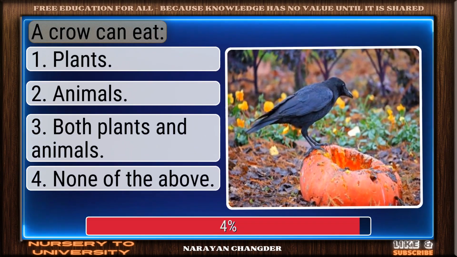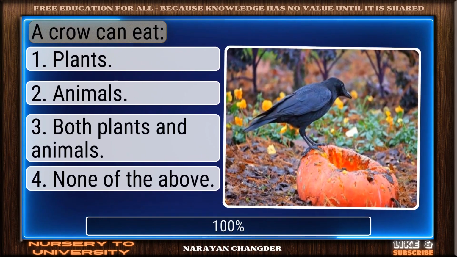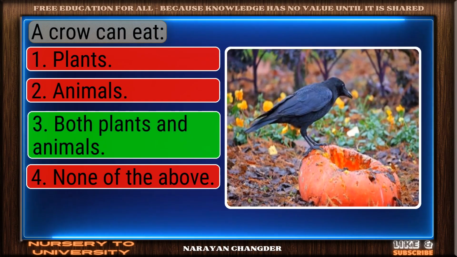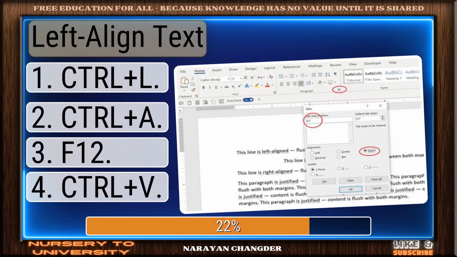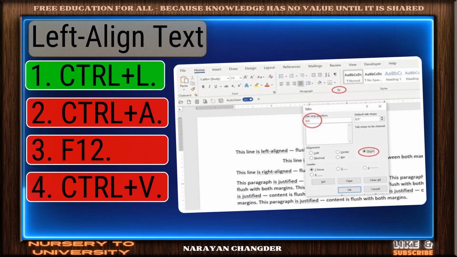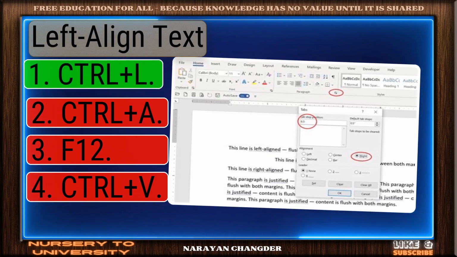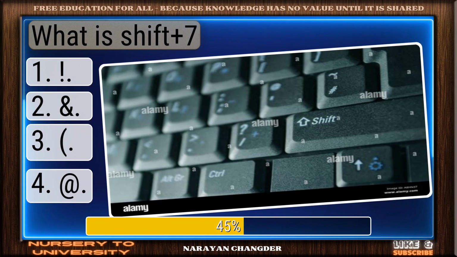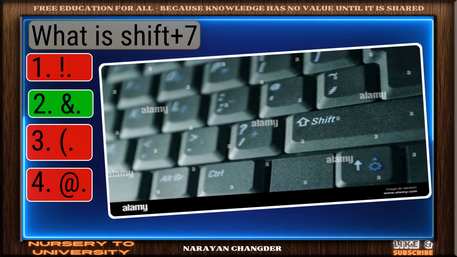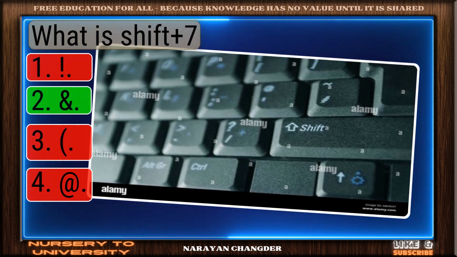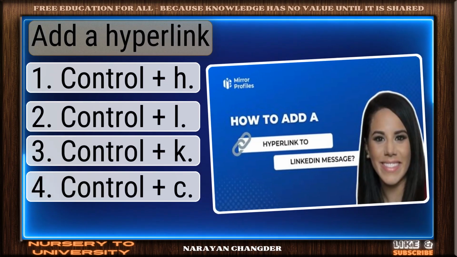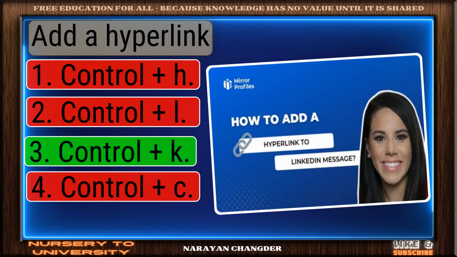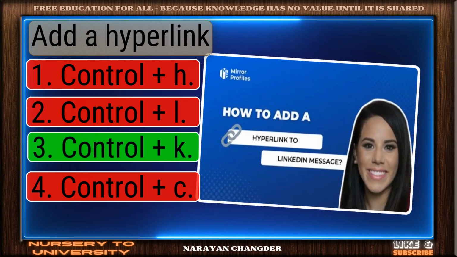A crow can eat. Right choice. Both plants and animals is the best answer. Left align text. Sharp thinking. Ctrl plus L is the right choice. What is Shift plus 7? Nice work. You chose ampersand and it is correct. Add a hyperlink. Bravo. Ctrl plus K is the answer.